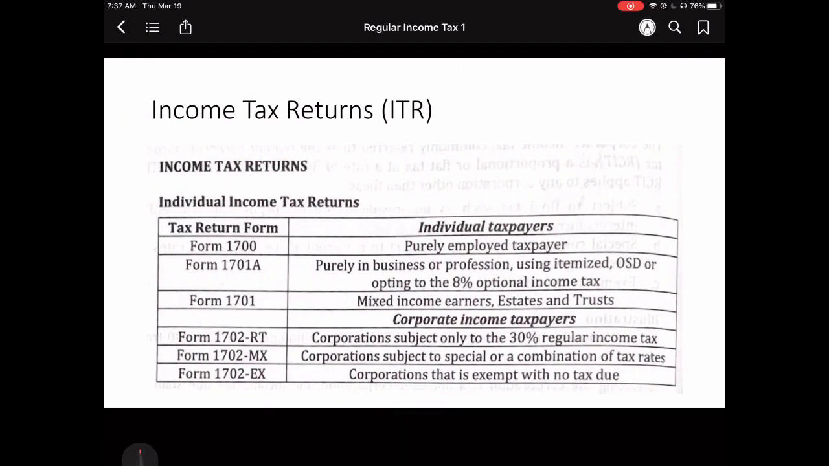So here shows the ITRs. What form you will fill up if you are an individual taxpayer, and what type of individual taxpayer, whether purely compensation, mixed income earner, or purely business, which BIR form you will fill up. As well as if you are a corporate income taxpayer. These are the BIR forms they usually ask about.